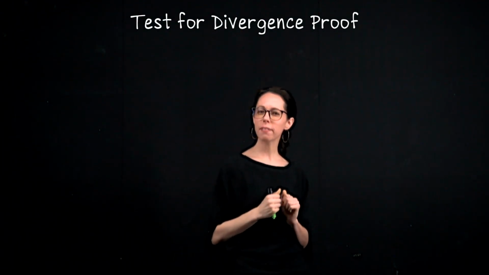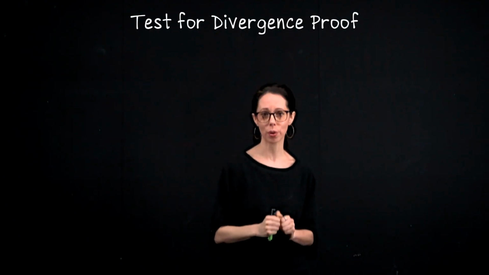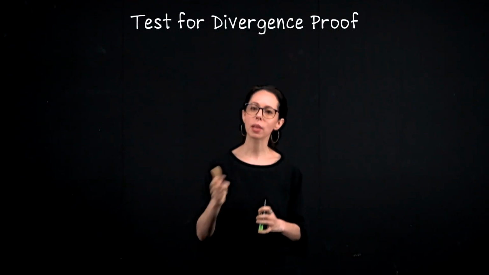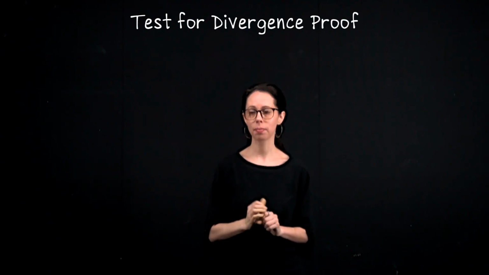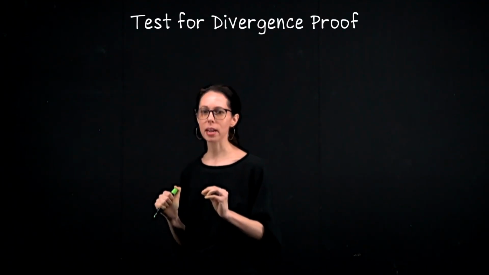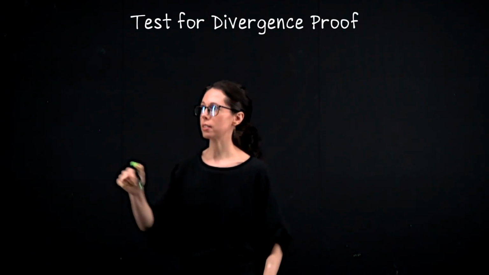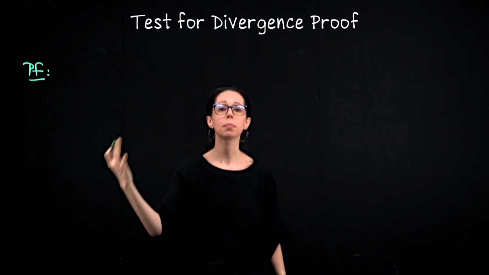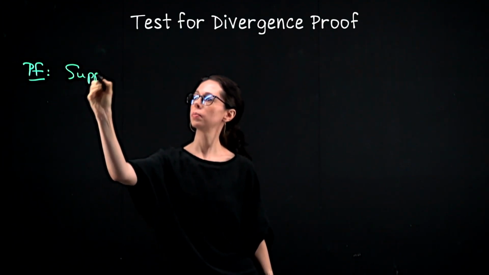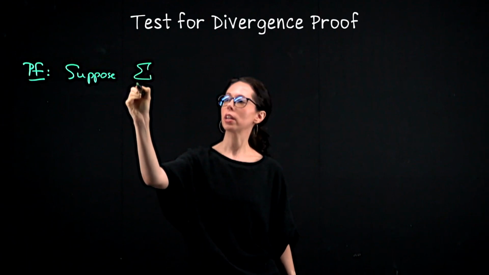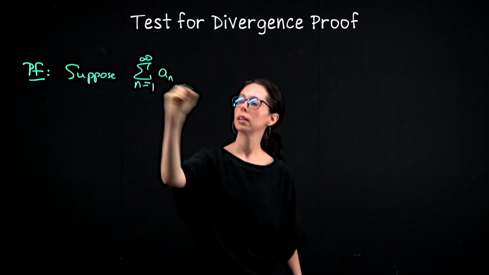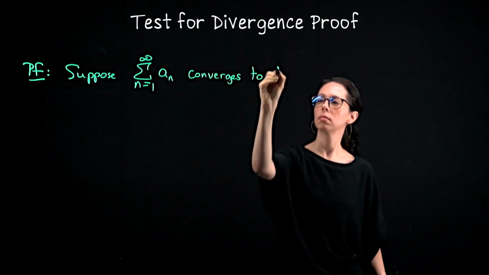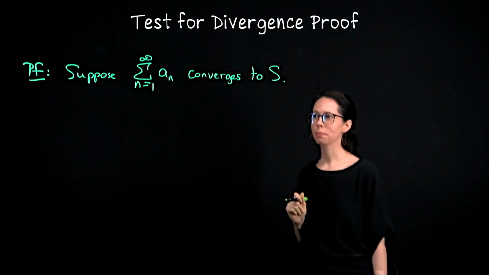Now let me verify with a pretty fast proof that the test for divergence must be true. We are going to prove the first version of this statement, which said that if the infinite series converges, then the limit of the terms that you're adding up must shrink to 0. So that will be our hypothesis that I'm going to build the proof off of, that the series converges. My proof will begin with: suppose that the series adds up to some number s. So suppose this infinite series, which I'll index from 1 to infinity, converges to s. Here I'm just calling it s for sum.